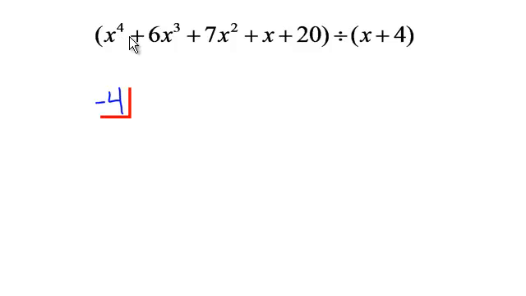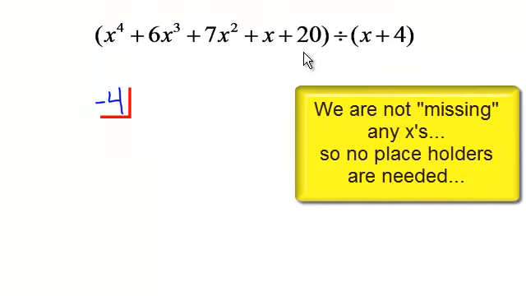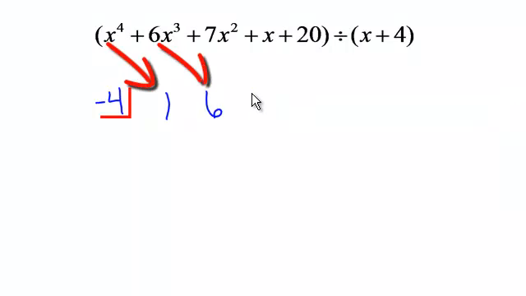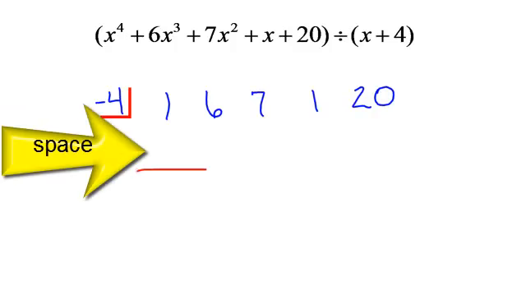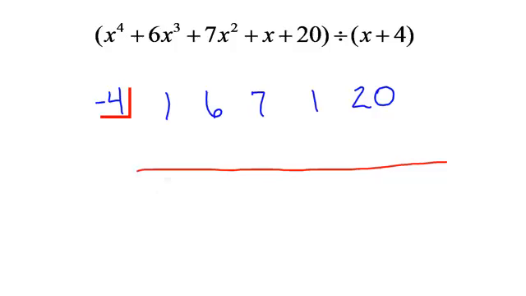In this case, I have x to the fourth, x to the third, x to the second, x to the first, and a constant. I do not need a placeholder, so I just write the coefficients. So that'd be 1, 6, 7, 1, and 20. And then I skip a little space that I will need later on. I'm going to draw this line, and now I'm going to get to work. First step, you bring this first term down. It is just 1. Just bring it down, straight down, whatever it is.